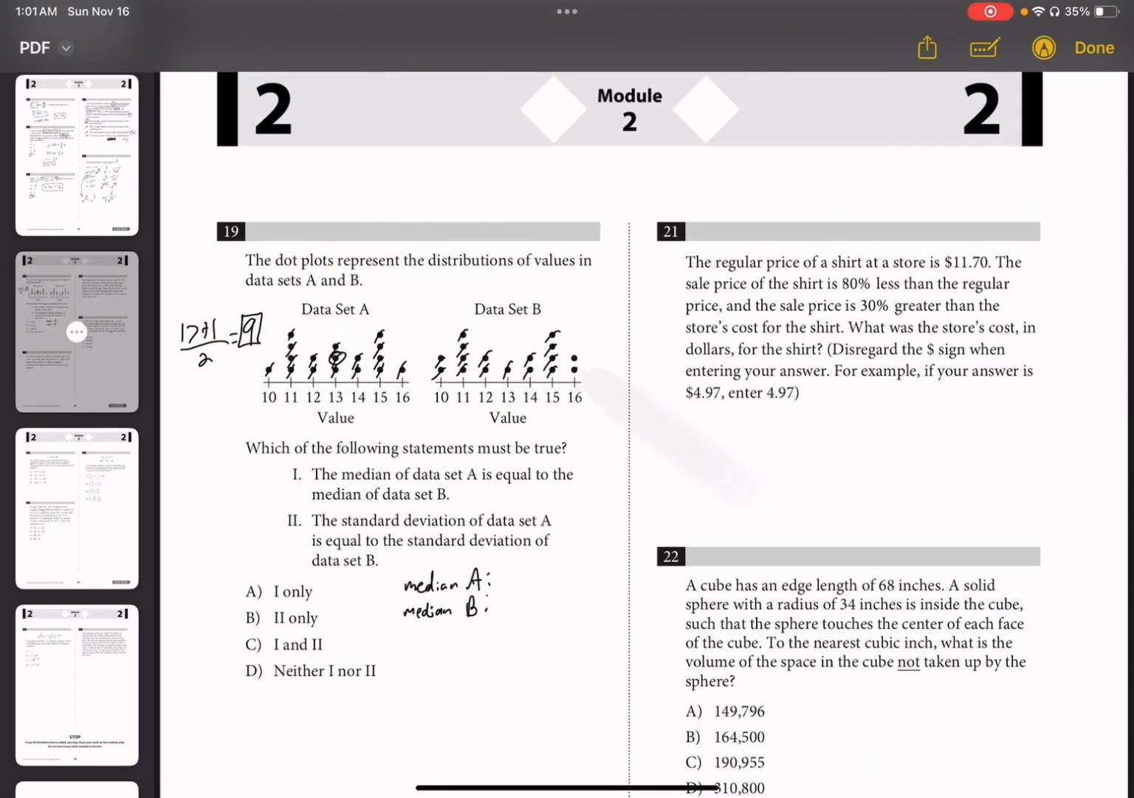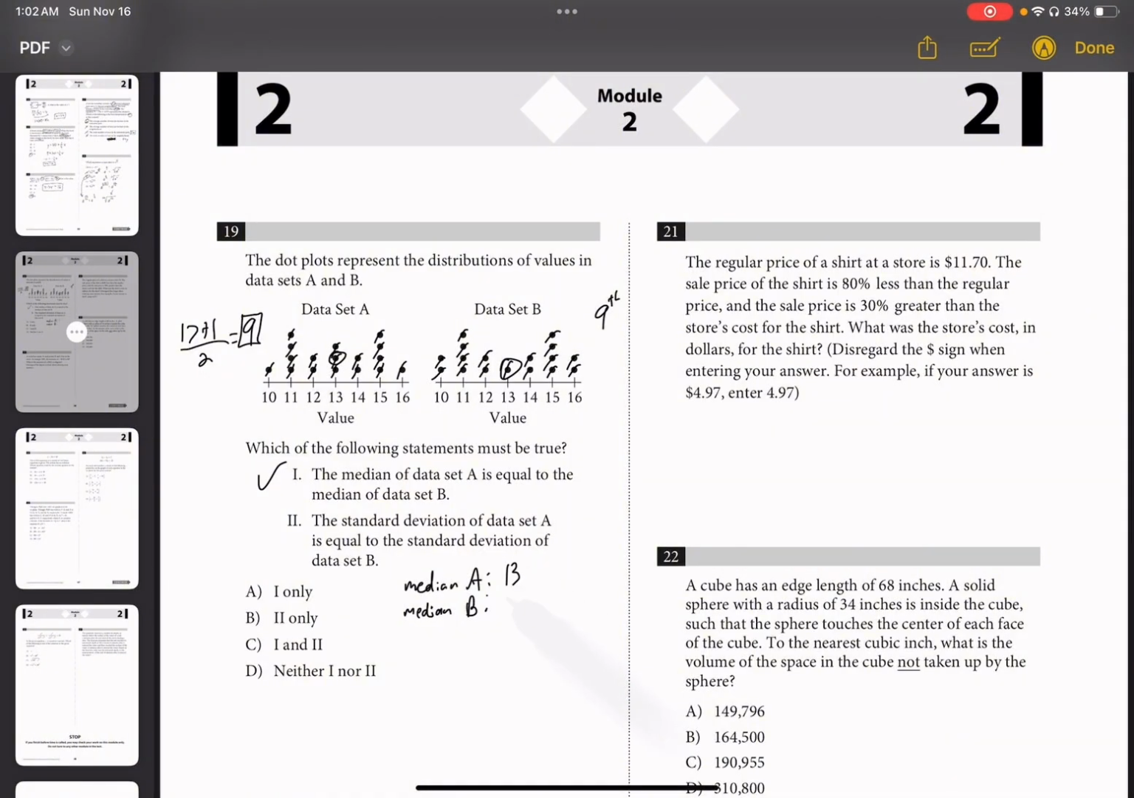And then for B, 1, 2, 3, 4, 5, 6, 7, 8, 9, 10, 11, 12, 13, 14, 15, 16, 17. There are also 17 values, so the median is also going to be the ninth value. So we have 1, 2, 3, 4, 5, 6, 7, 8, 9. This is our median again, so this is true. The median of data set A is equal to the median of data set B.